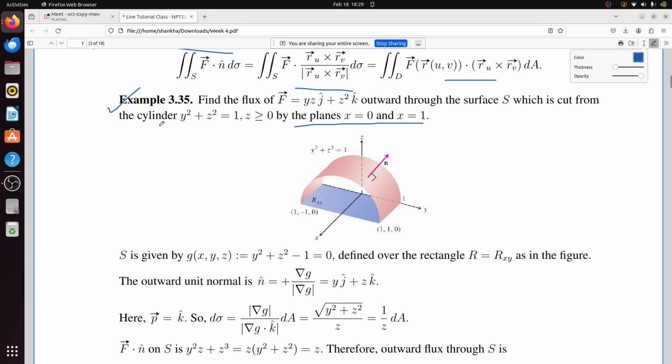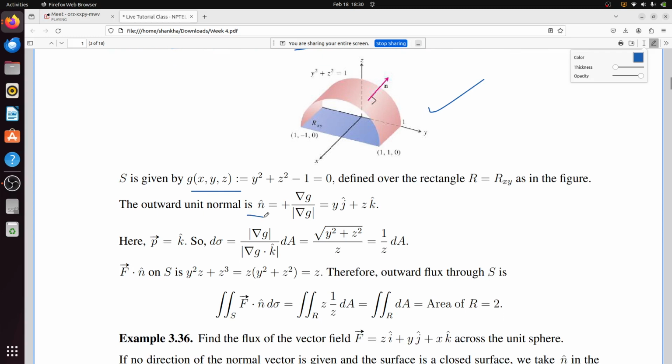So first of all you need to determine what your surface is, what your level surface is. So S is given by this level surface, g(x,y,z) equal to y square plus z square minus 1, defined over the rectangle R_xy as in the figure. This figure will tell you how you need to take this n cap. So the outward normal n cap, you have to take the plus sign because it is outward drawn. So the outward drawn unit normal is gradient of g divided by modulus of gradient of g.